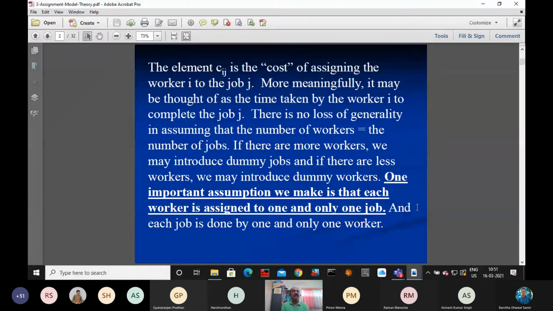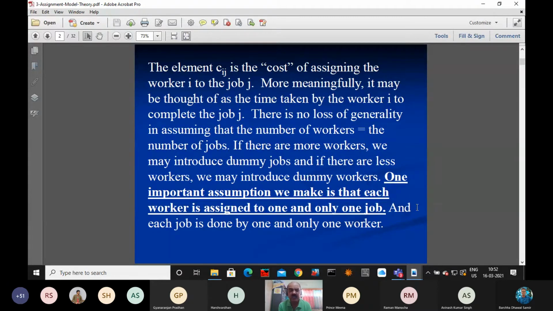So in this assignment matrix, the element Cij is the cost of assigning worker i to job j, or you can say machine i to job j. More meaningfully, it may be thought of as the time taken by worker i to complete job j. There is no loss of generality in assuming the number of workers equal to the number of jobs. So we have taken a square matrix; the number of jobs and the number of machines are equal.